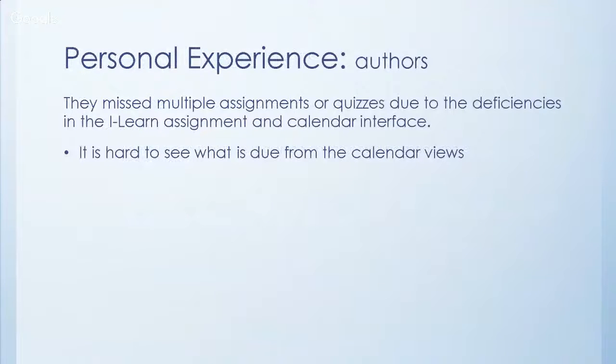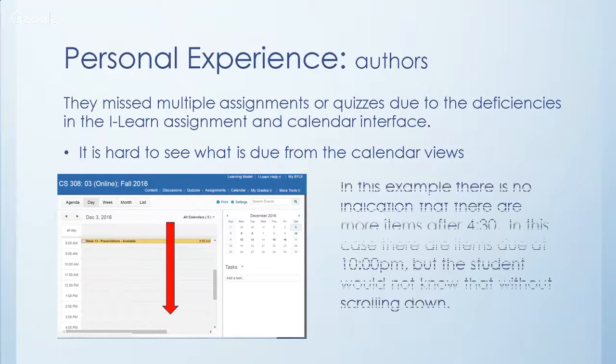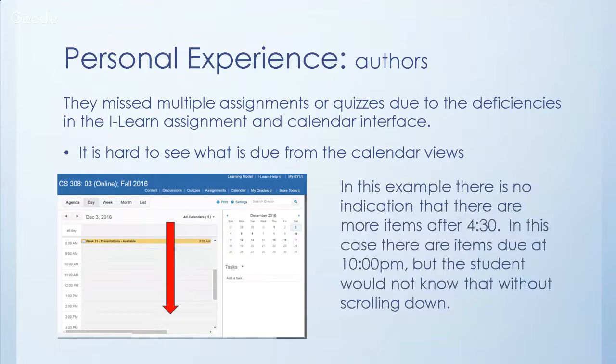So the personal experiences of the authors. All the authors have used iLearn 2.0 and 3.0, so we know a little bit about how they work. So first one is hard to see what is due from the calendar views. So we have this calendar right here. The only thing that we see due is a week 13 presentation. That's it. You actually have to scroll down to see if there's anything else to do.